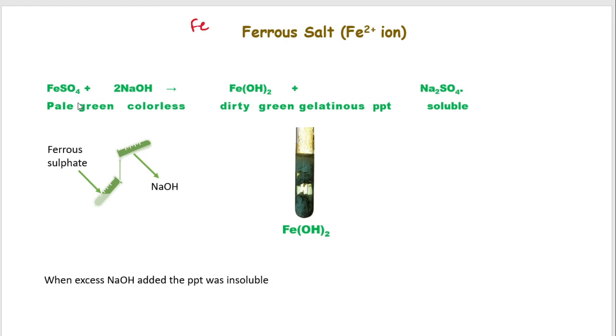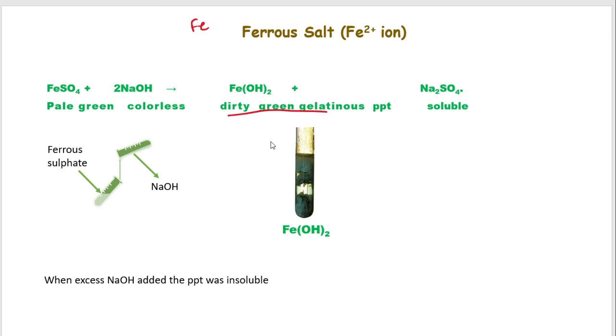Now when a ferrous salt like ferrous sulfate is taken in a test tube and NaOH is added dropwise, we form a dirty green gelatinous precipitate. This formation of a dirty green gelatinous precipitate accounts for the formation of ferrous hydroxide, and hence it helps in identification of the metal ion present as ferrous, Fe2+. But when we add excess of NaOH, the precipitate does not dissolve, it still remains insoluble. That is, in excess of NaOH it does not dissolve.